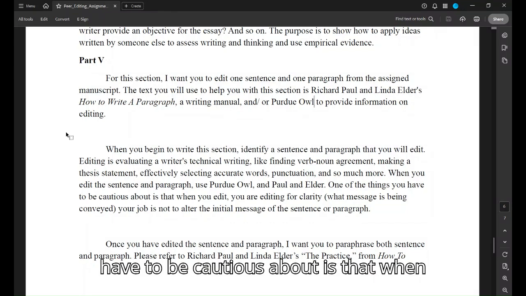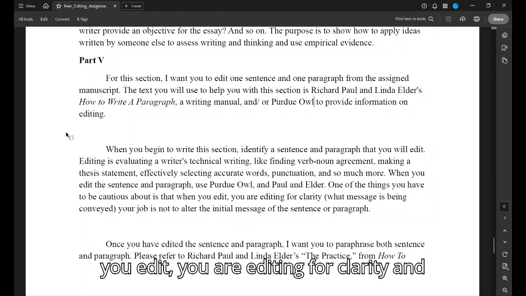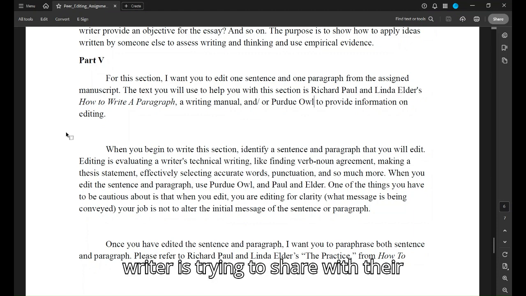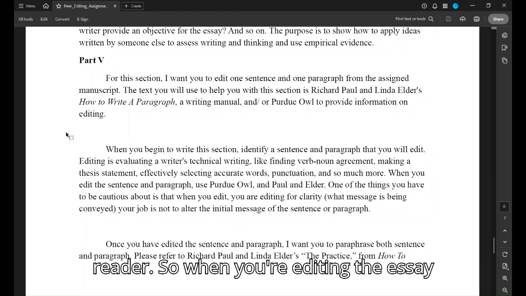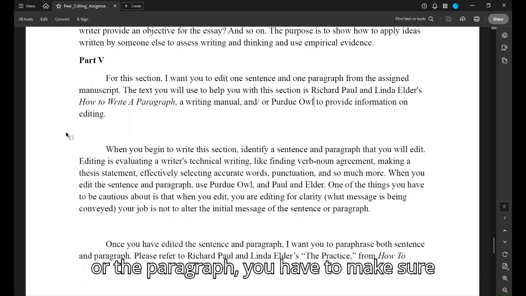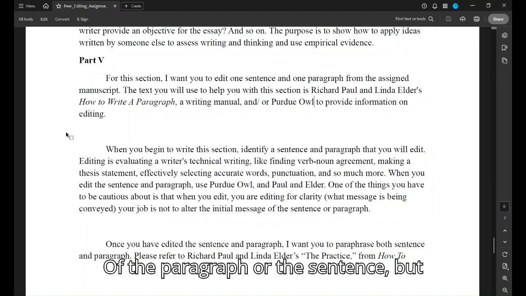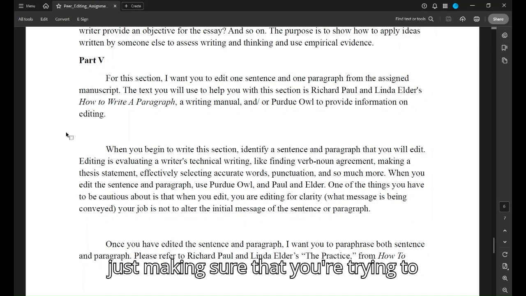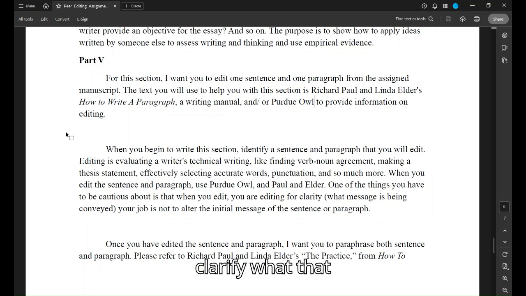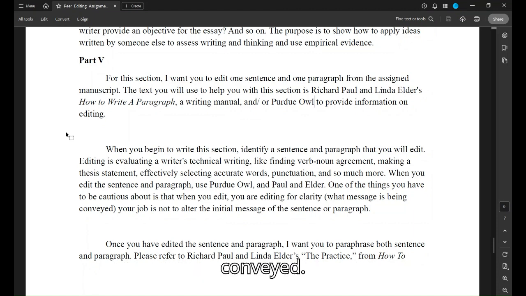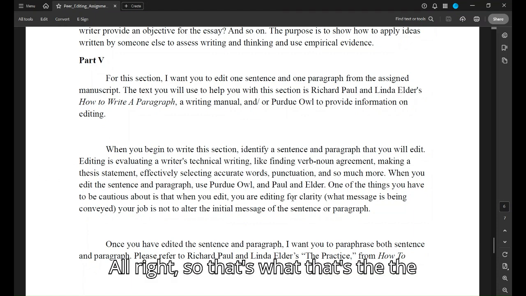One of the things that you have to be cautious about is that when you edit, you are editing for clarity and not changing the message that the writer is trying to share with their reader. So when you're editing the essay or the paragraph, you have to make sure you do not alter the message of the paragraph or the sentence, but just clarify it and ensure that it's effectively being conveyed. All right. So that's the editing part.